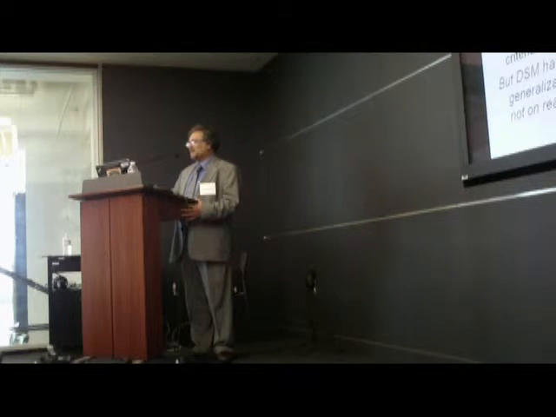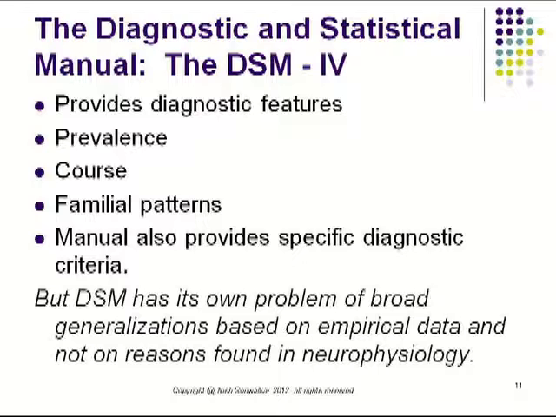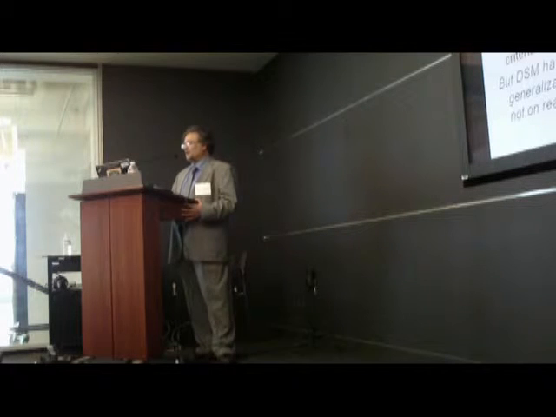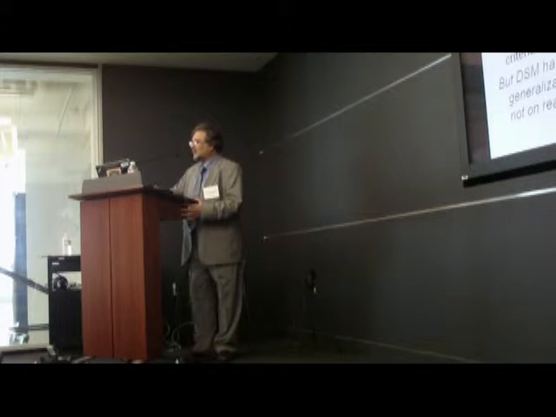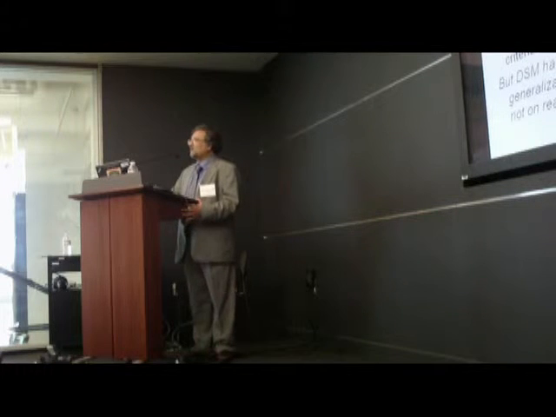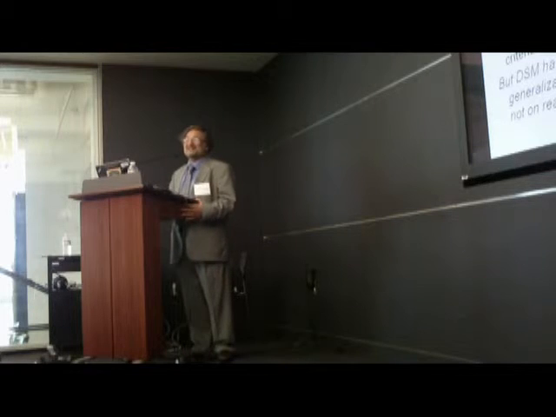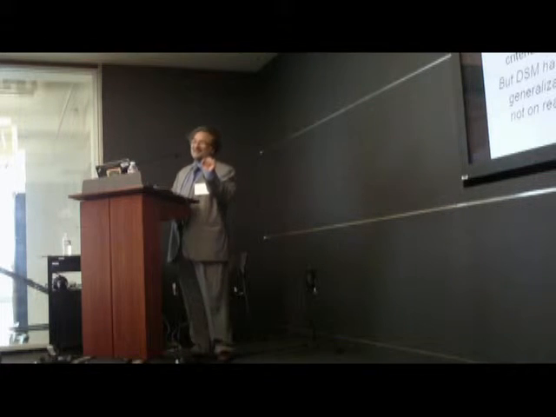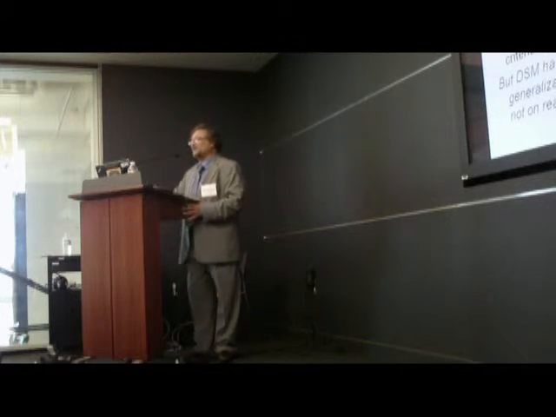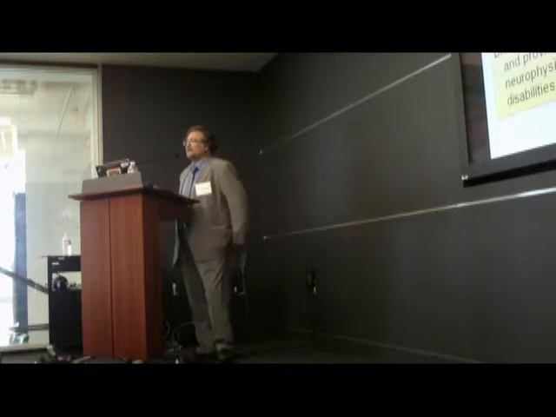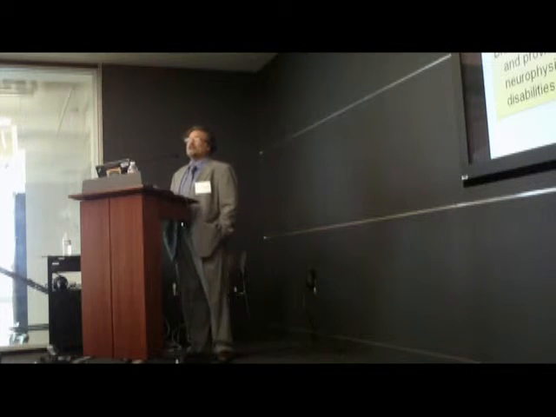It has its own problem of broad generalization based on empirical data and not based on some of the reasoning that we are now learning from neurophysiology. And I think that's where we need to bring that in. If we look at the American Psychiatric Association and this DSM-4, most of us will be falling in one or the other categories. So we need to really define it in a much finer way so that we can do a much better job of identification. So this is my urgent call for learning equality for all.